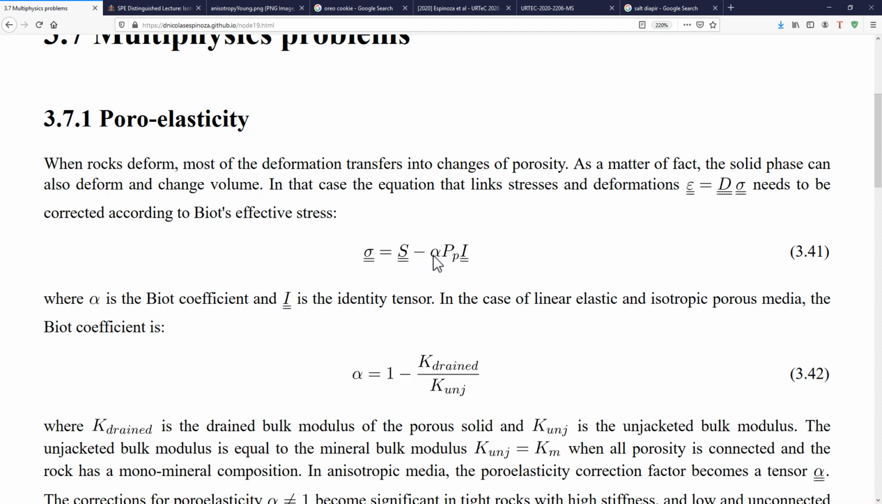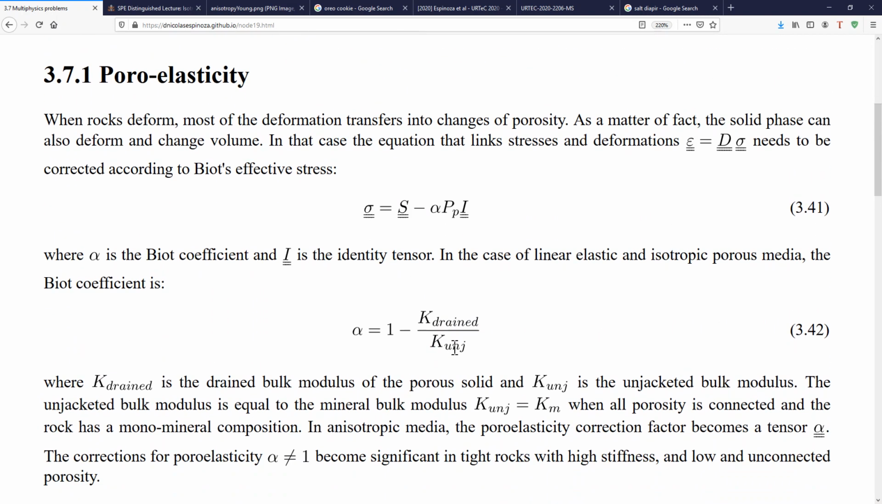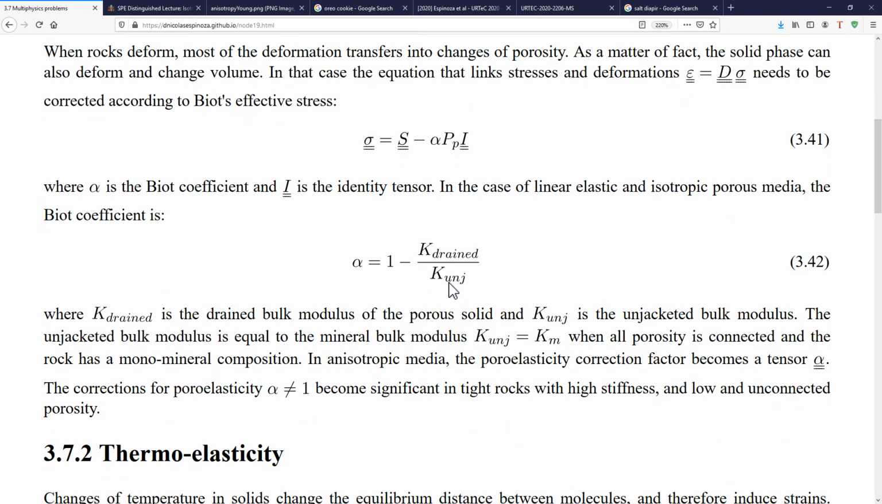what is called a Biot coefficient that depends on the compressibility of the rock as a bulk rock, but also the compressibility of the mineral. And what this is assuming is that also the grains within the rock can deform. And that deformation of the grains can cause an alteration on the relationship between effective stresses and strains.